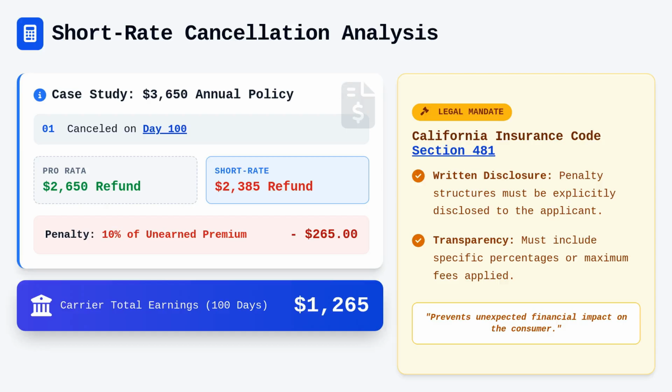Because of this substantial financial impact on the consumer, Section 481 of the California Insurance Code strictly requires that any policy containing provisions for a short rate or non-pro rata refund must explicitly disclose this penalty structure in writing to the applicant, including the specific percentages or maximum fees that can be applied.